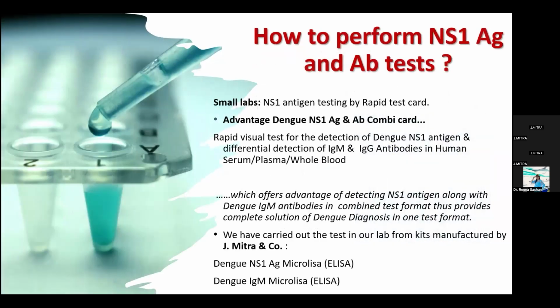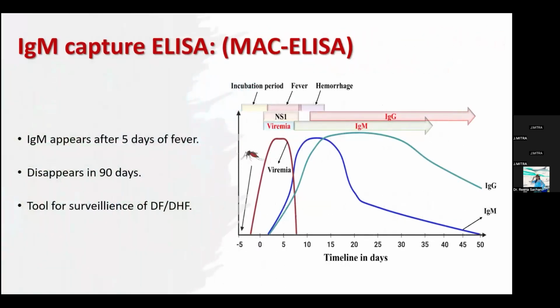What we see in small setup laboratories, at every nook and corner in the dengue season, is that labs are giving results with these rapid diagnostic kits, which are based on the principle of immunochromatography. These small labs usually use a rapid test card having NS1 antigen, and sometimes they may be using the combi card that has both IgG and IgM antibodies. The advantage of using the combi card is that it helps in detecting NS1 antigen along with dengue IgM antibodies in the combined format. But the confirmation has to be done by ELISA.